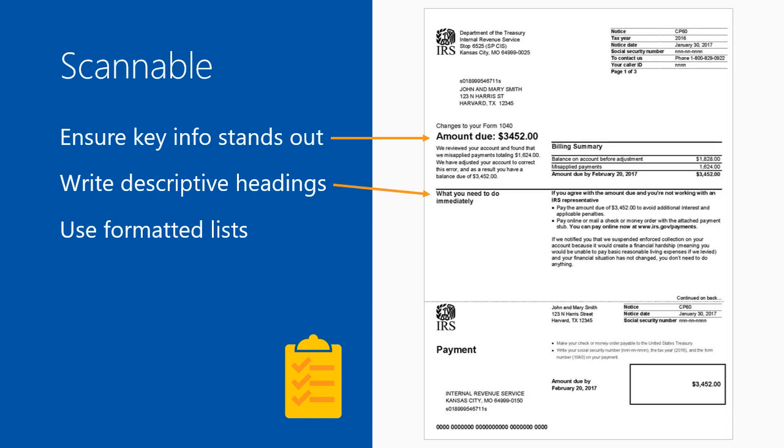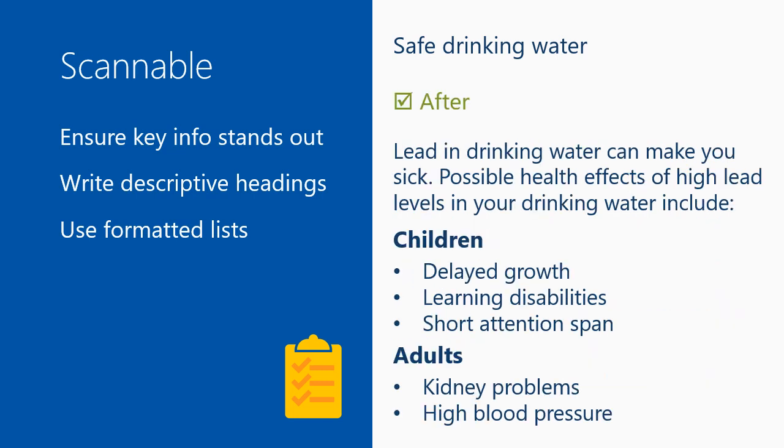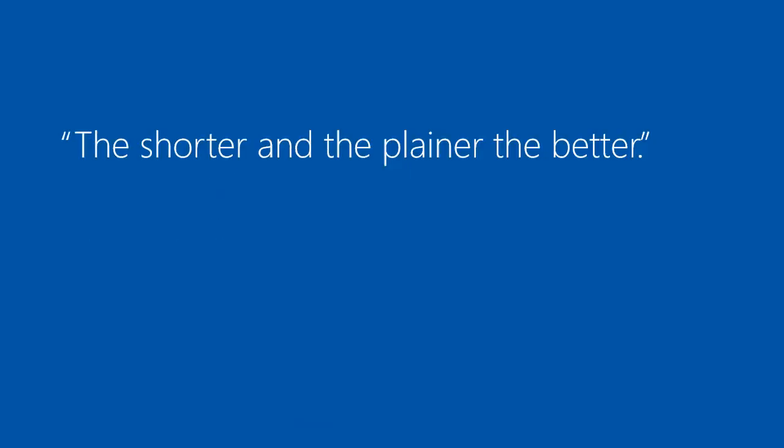And finally, if you have a list of goals or results, use key points or a numbered list to make them stand out from the rest of the text. For example, this paragraph about the dangers of lead in drinking water is formatted so it's easy to miss vital information. But breaking it into key points and using headings like children and adults makes the important details stand out.